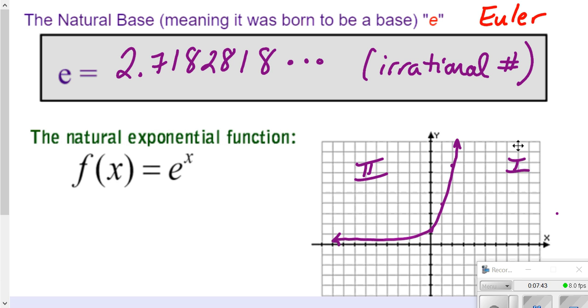So this is my picture. You can see that it lives entirely in quadrants 1 and 2. So this will be a parent function for a lot of different exponential functions we will take a look at.